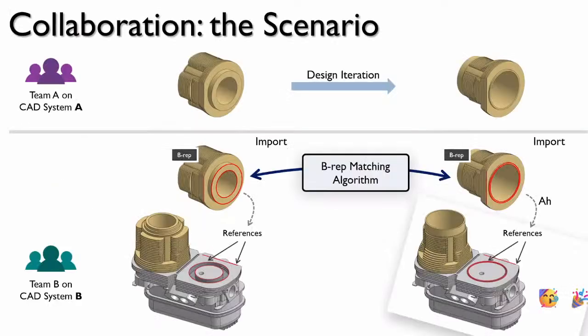Can I ask a quick question about this? I might be missing something, but it seems like one solution to this problem is if team A is the one that did this iteration, the tool they were using should already know the correspondence between every entity in the edited B-rep and the original one. So is there not a way to send that information somehow to the second team? That would be lovely. Yeah.